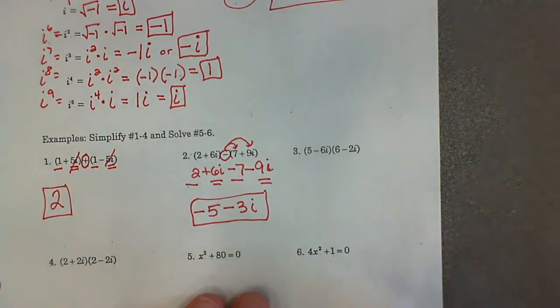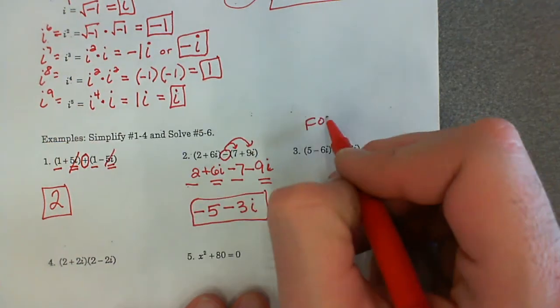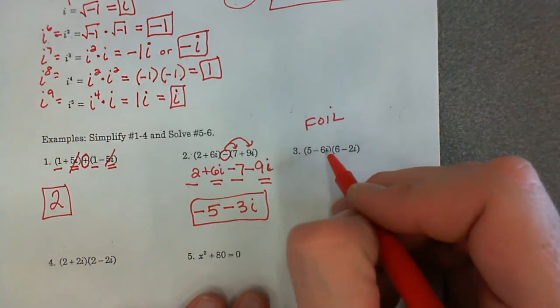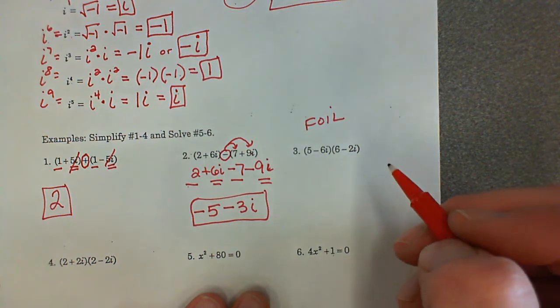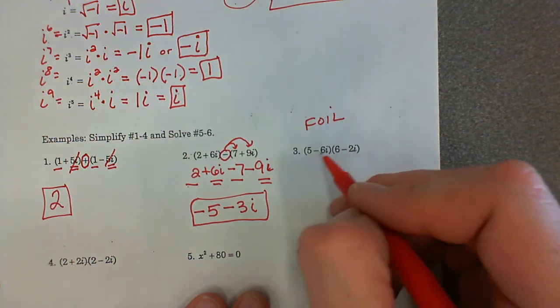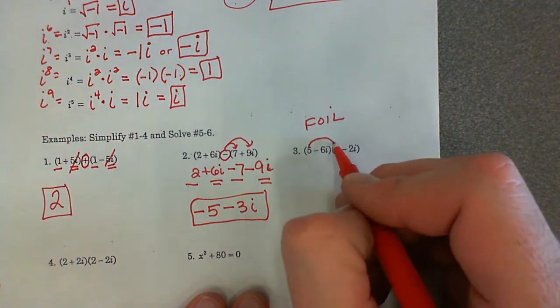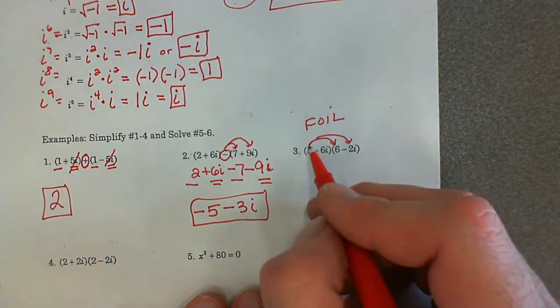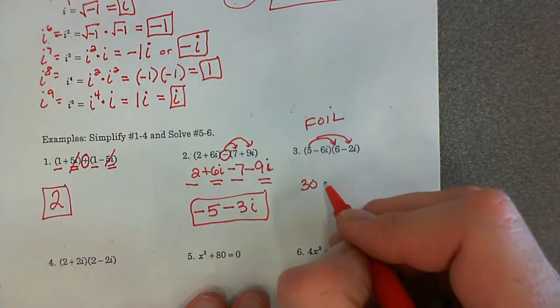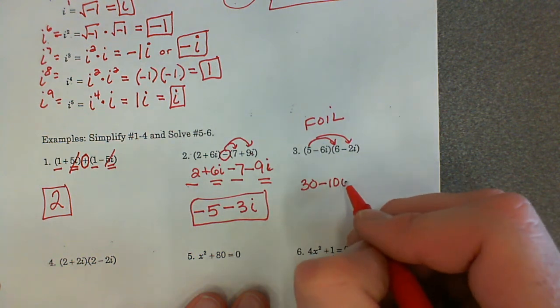On number 3, do we need the FOIL? Answer is yes. We need the FOIL. Okay? So because these two terms and these two terms are multiplied together, and these aren't conjugates, we need to FOIL. So 5 gets multiplied by both, so 5 times 6 is 30. 5 times negative 2i is negative 10i.